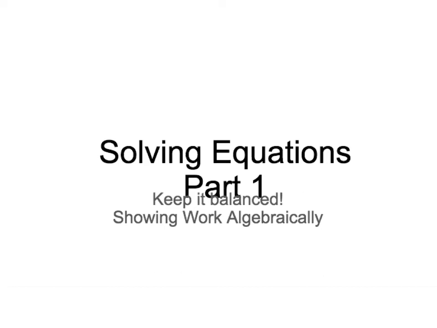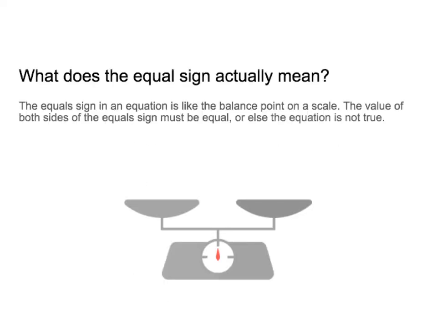In this video, we'll learn how to show our work algebraically when solving basic two-step equations. So as I tried to demonstrate in class, an equation is like a balance or a scale, where the equal sign is that balance point, and the numbers on both sides of the scale must be equivalent.